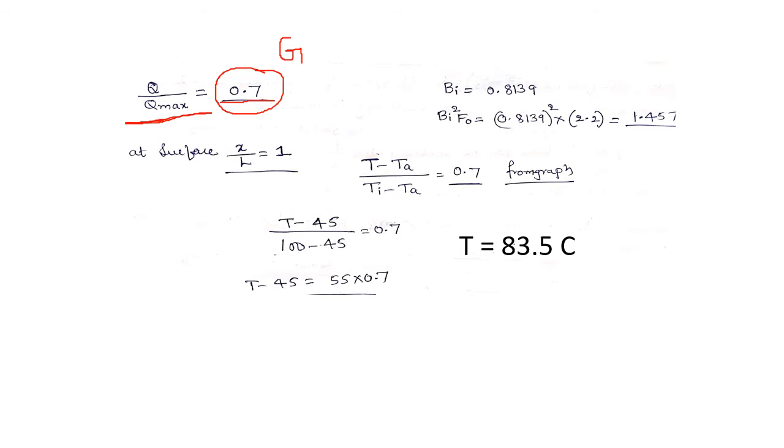On the x-axis we are going to see the values of Biot number squared into Fourier number. So the Biot number is 0.8139, whole bracket squared, into the Fourier number we already calculated as 2.2 from the graph, so this will be 1.457. So let me now move to the graph and see how I calculated Q divided by Q maximum as 0.7.